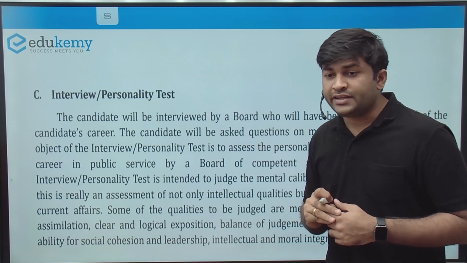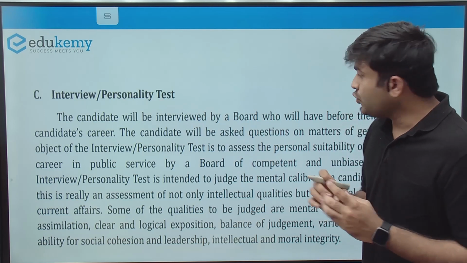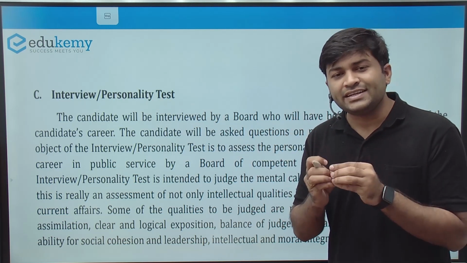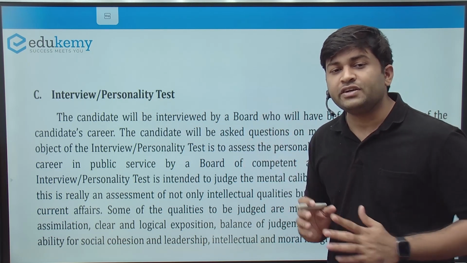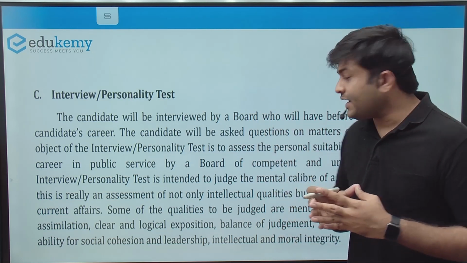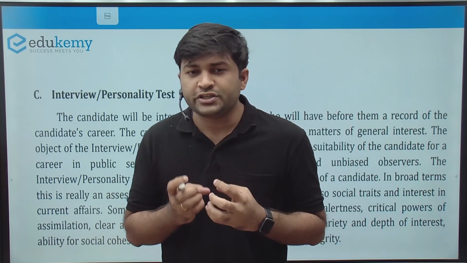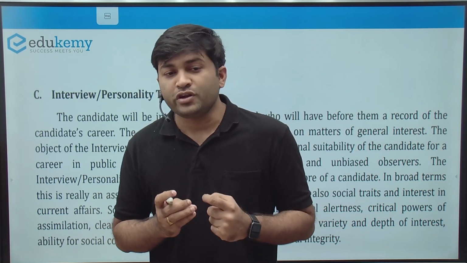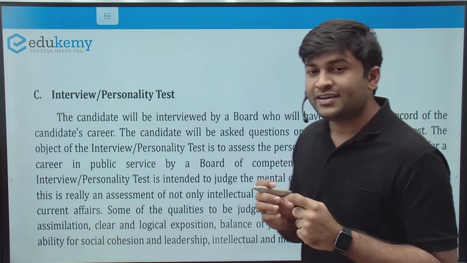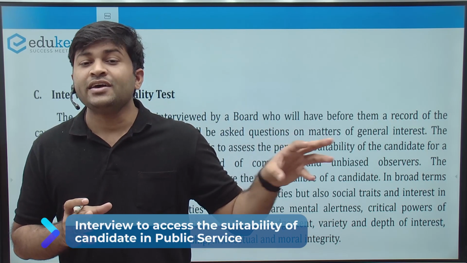Now coming to the interview or personality test. The candidates will be interviewed by a board who will have before them a record. So you have a detailed application form in which the candidate's whole biodata is given in front of the board. The candidates will be asked questions on matters of general interest. The objective is also mentioned in the notification: the objective of the interview or personality test is to assess the personal suitability of the candidate for a career in public service.